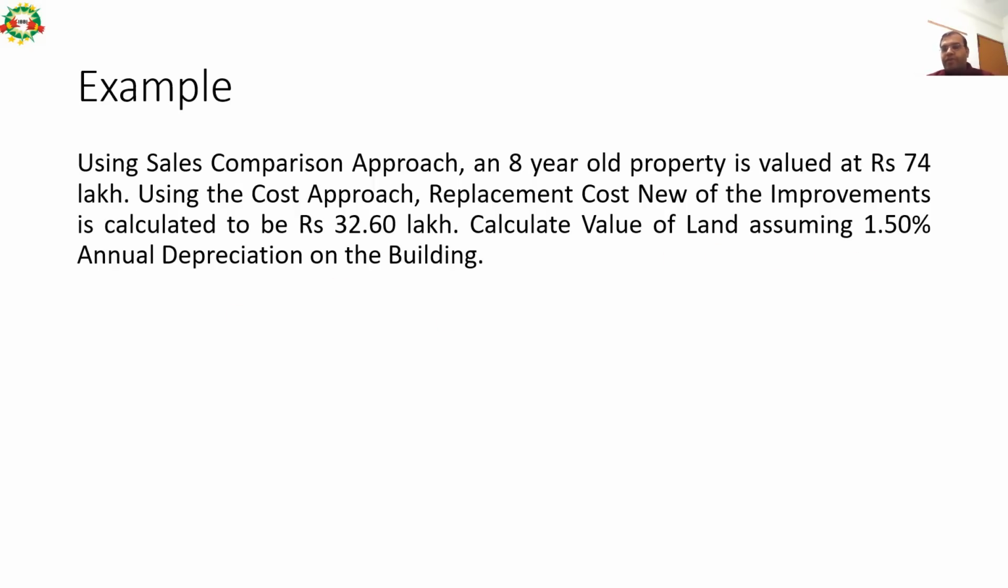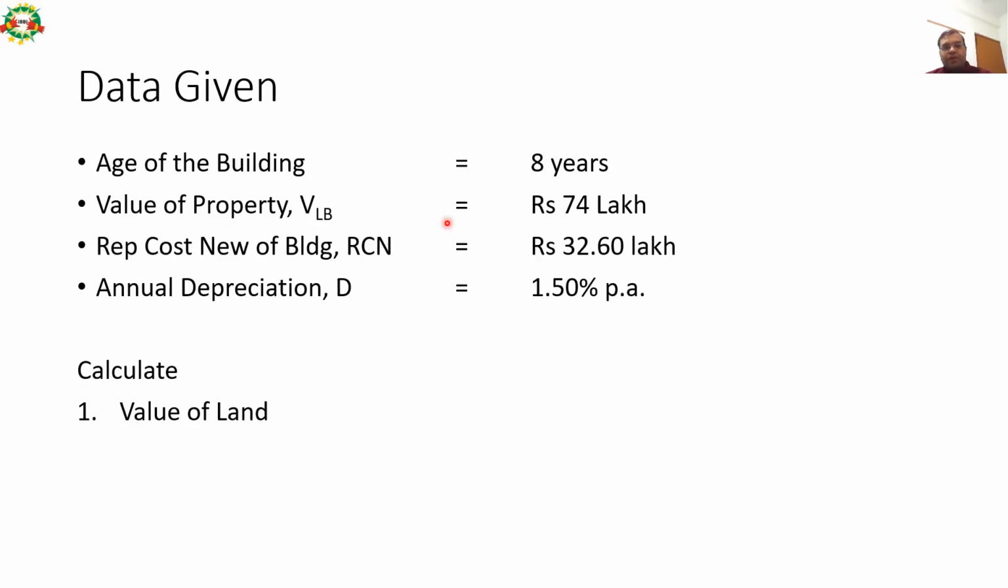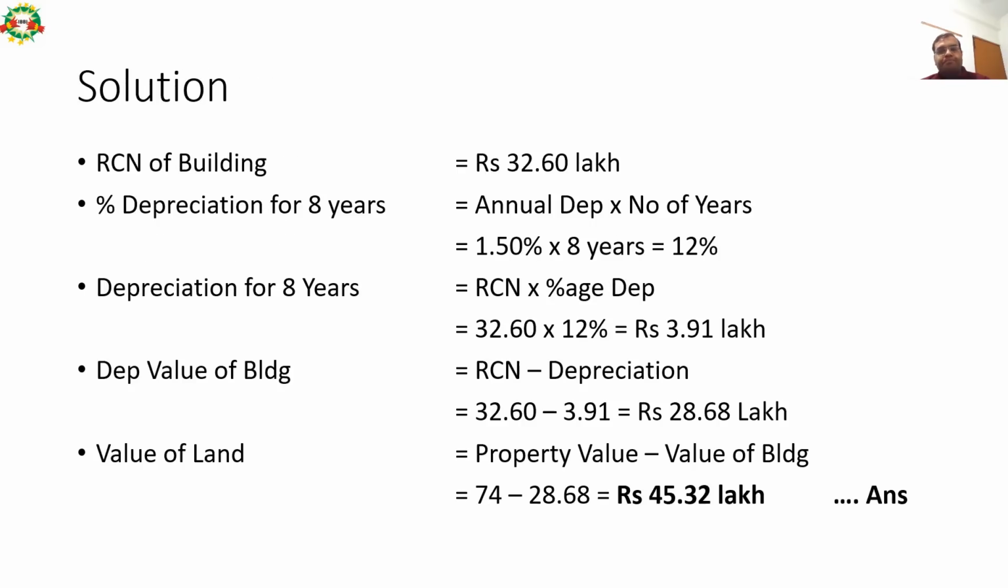So here is the data we have been given. Age of building is given as 8 years. Value of property is 74 lakh rupees, total property, land plus building. Then replacement cost new, which is also called RCN, is equal to 32.60 lakhs, and annual depreciation is 1.50%. So the value of land we have to calculate.